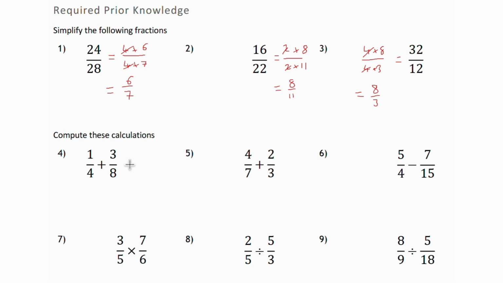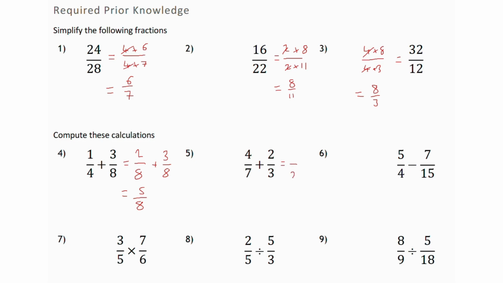Compute these calculations. 1/4 plus 3/8. We need a common denominator first. The common denominator is going to be 8. The second fraction hasn't changed, but the first fraction, we've multiplied the denominator by 2. So to maintain equality, we multiply the top by 2, which gives us 5/8.